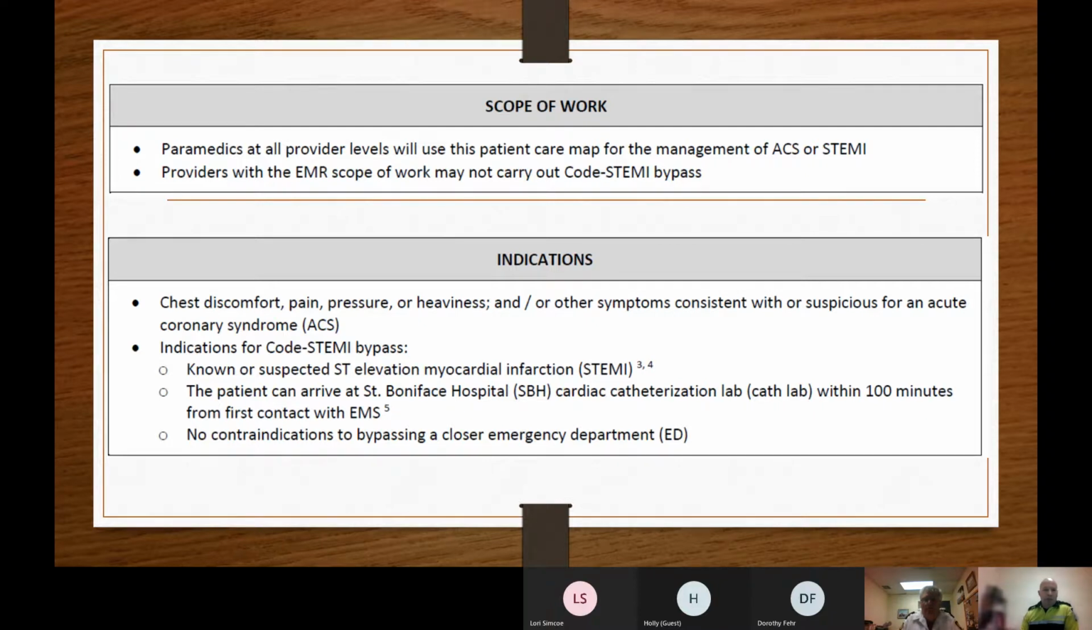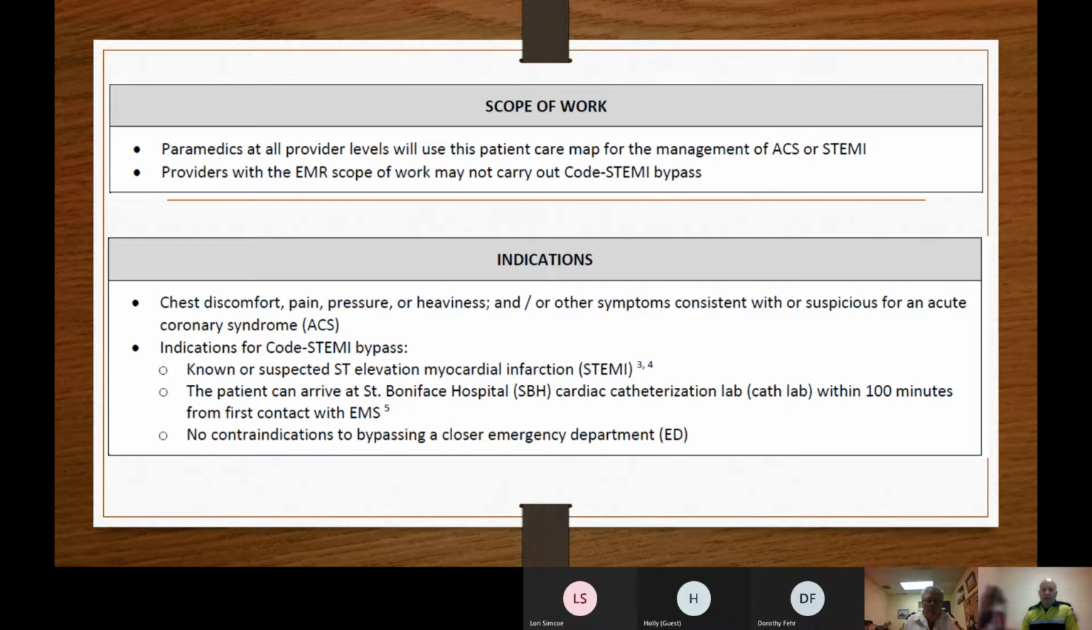So other things as well, the indication for code STEMI bypass: known or suspected ST elevation myocardial infarction, so it's STEMI. We'll break that down in a minute. And if the patient can arrive at St. Boniface Hospital cath lab within 100 minutes from contact with EMS.